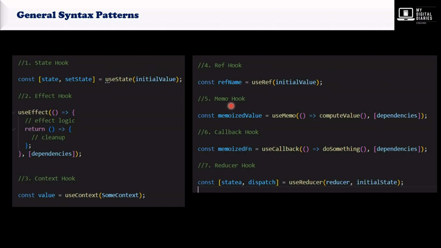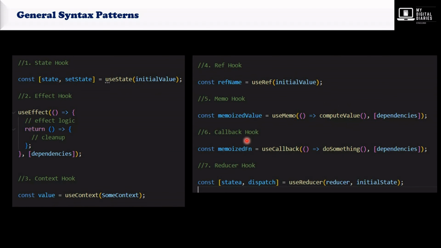Then we have a memo hook. So this is the example of a memo hook. useMemo memoizes a computed value so React doesn't recalculate it on every render. Now if you see here, the function computing the value is there. Okay. So this helps improve the performance, especially when the calculation is expensive.